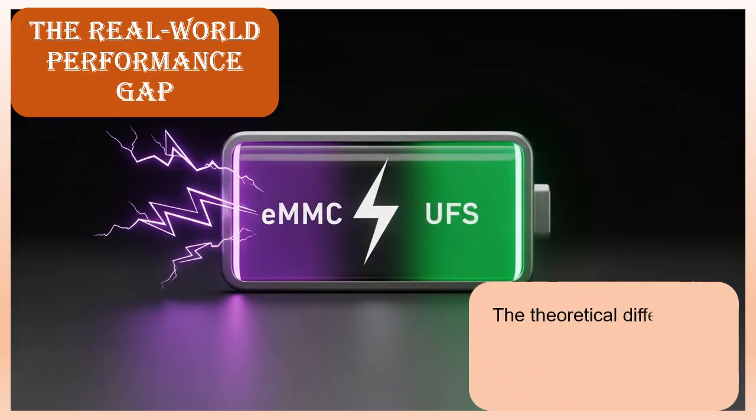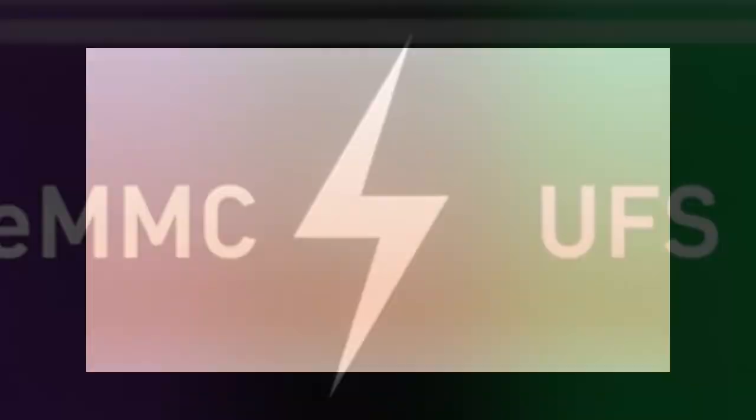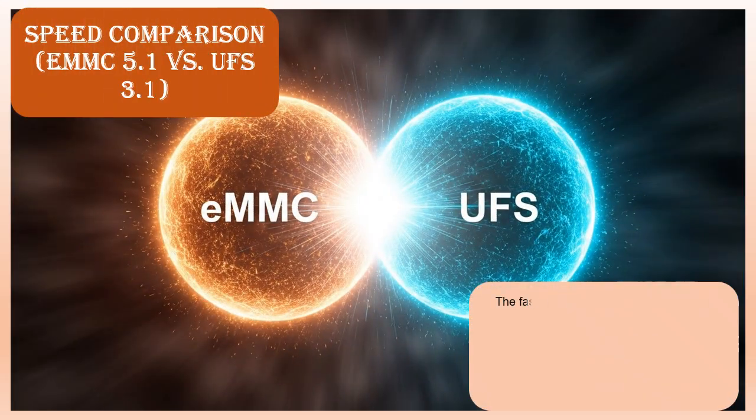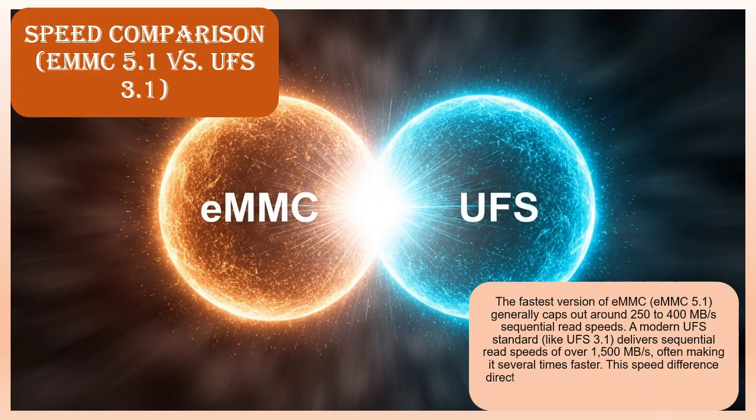The real-world performance gap. The theoretical differences translate into a massive gap in daily user experience, especially in three key areas. Speed comparison, eMMC 5.1 versus UFS 3.1. The fastest version of eMMC, eMMC 5.1, generally caps out around 250 to 400 MB per second sequential read speeds.